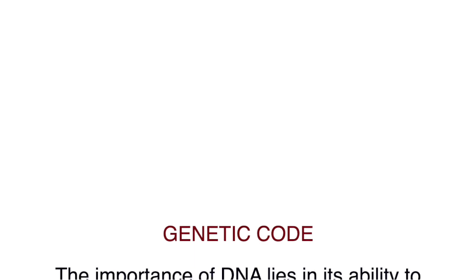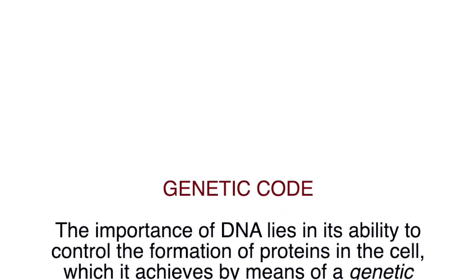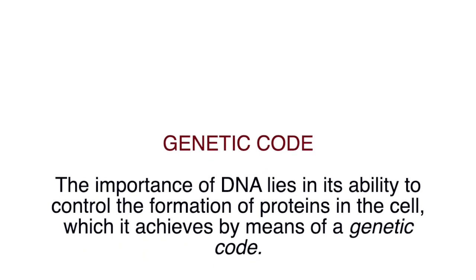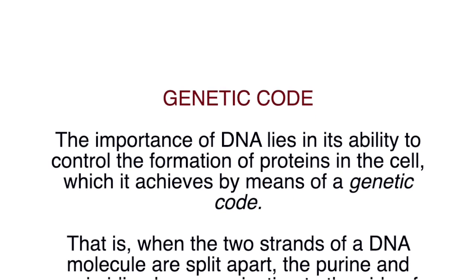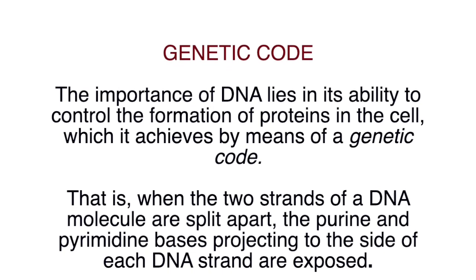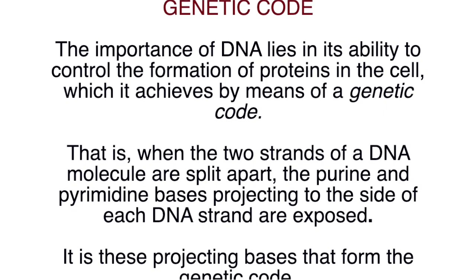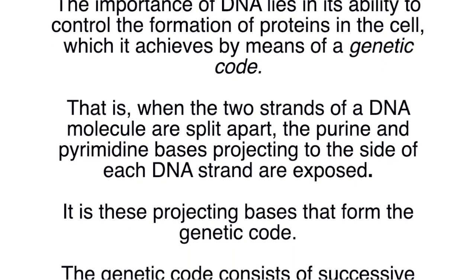Genetic code. The importance of DNA lies in its ability to control the formation of proteins in the cell, which it achieves by means of a genetic code. That is, when the 2 strands of a DNA molecule are split apart, the purine and pyrimidine bases projecting to the sides of each DNA strand are exposed. It is these projecting bases that form the genetic code.